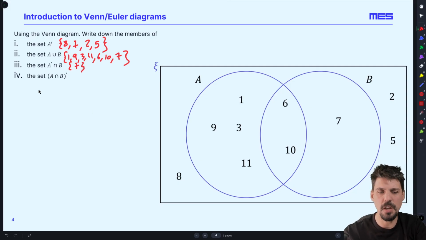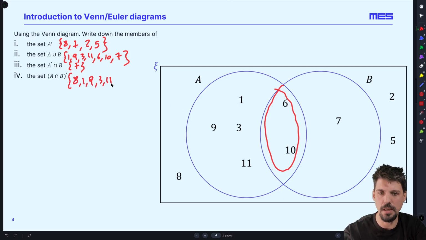Now, just like with big maths, A and B, but not. So we need to not be in A and B. So all the elements that aren't in the intersection. So the intersection is here. These are the numbers that are in the intersection. Now we want all the numbers that aren't in there. Well, 8, 1, 9, 3, 11, 7, 2, 5.